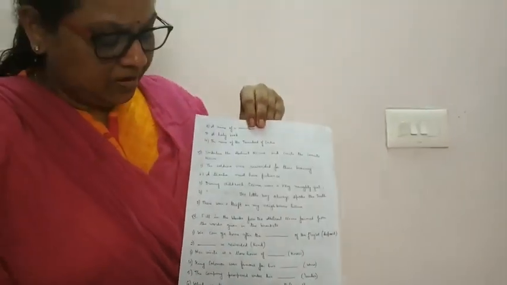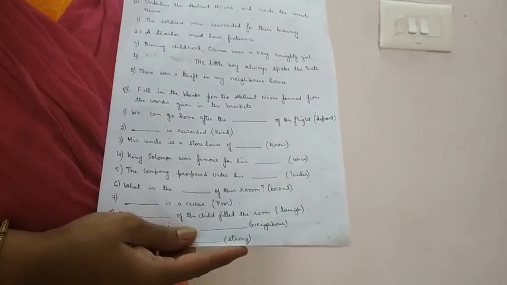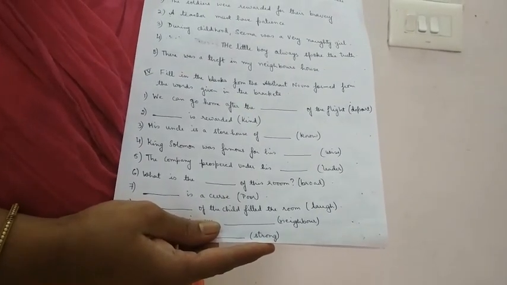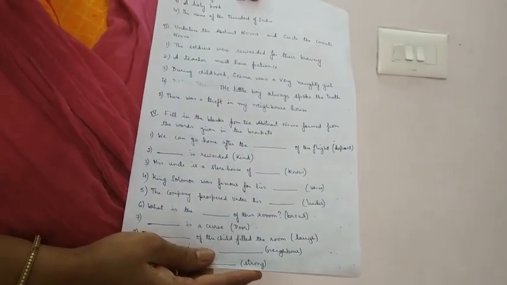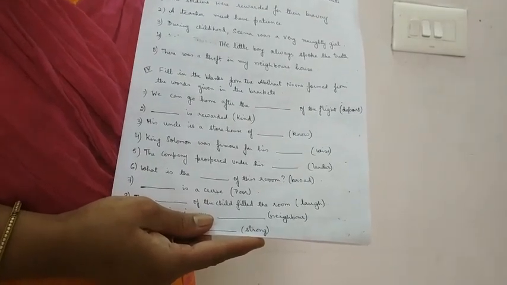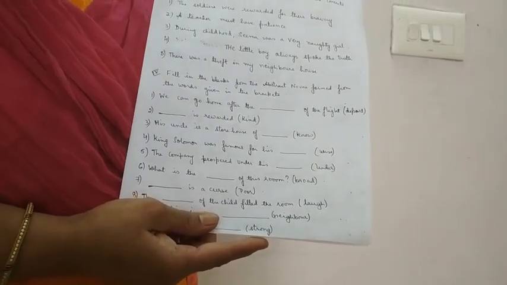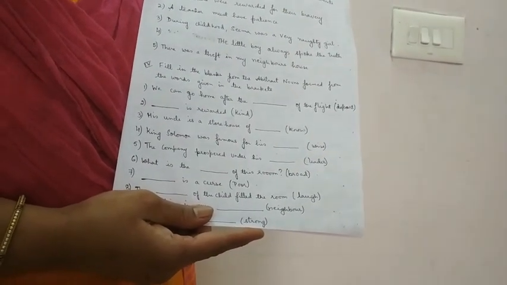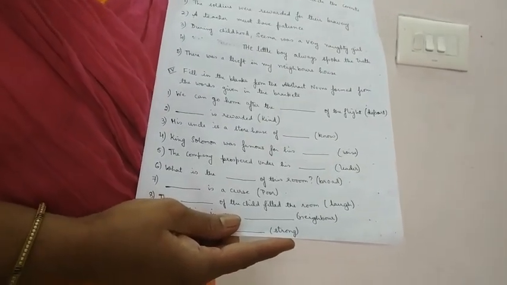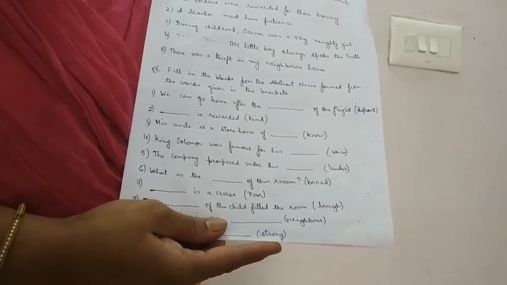The fourth main. Fill in the blanks with the abstract nouns formed from the words given in the brackets. First one, we can go home after the dash of the flight. The word is depart. Dash is rewarded. Word is kind. His uncle is a storehouse of dash. The word is know. King Solomon was famous for his dash. The word is wise. What is the dash of this room? The word is broad. One more I forgot to tell you.